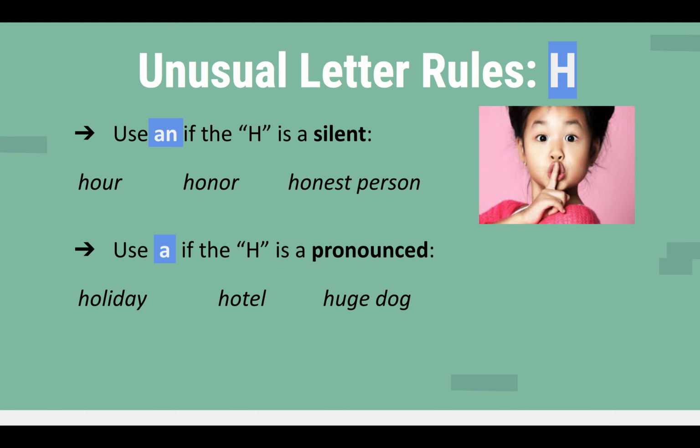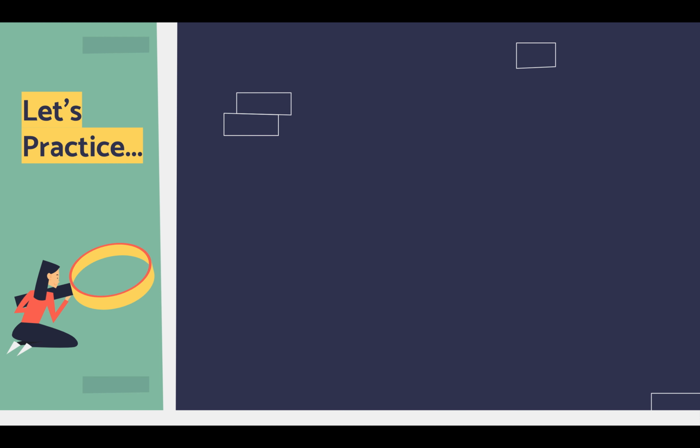But in other words, we do hear the H sound. It is pronounced. It sounds like "ha." Holiday, a holiday. Hotel, a hotel. And a huge dog. So again, with H, we want to think about, is the H silent or is the H pronounced? That will help us decide whether to use a or an.